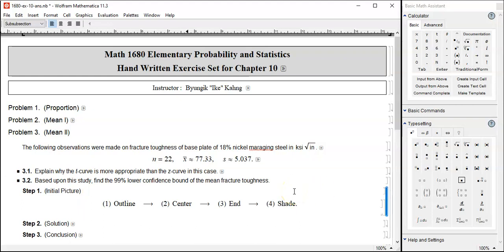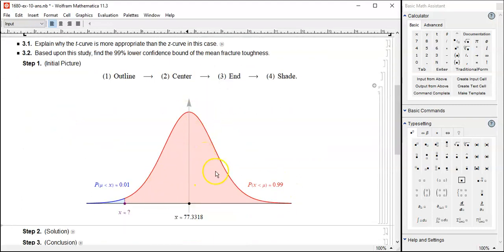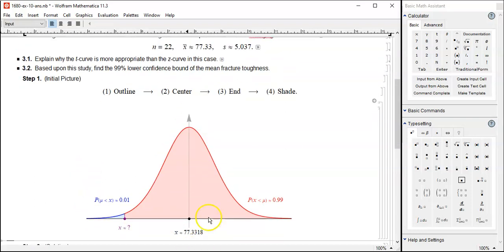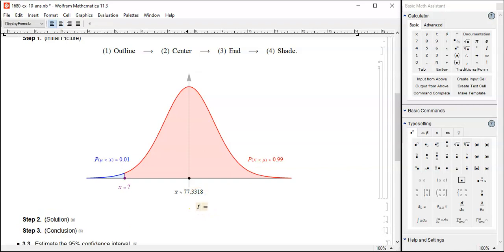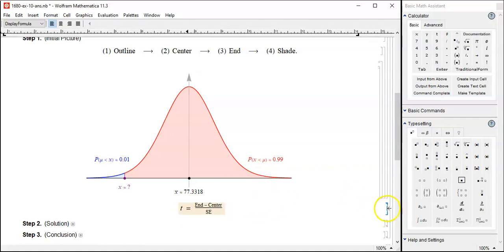Here's the initial picture. We have a lower confidence bound, so shading is only to the left. 99% here and 1% there. Make sense? The center is clearly 77.33. Here I use a little bit more accurate figure. Now, how do you get it to work with the t-table? T is again (x minus center) over SE. Same as the Z formula, so you don't really have to memorize two formulae. T formula, Z formula, they are the same.